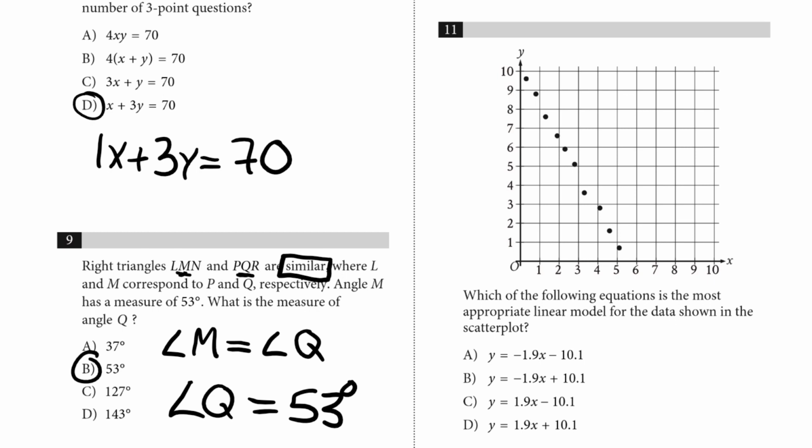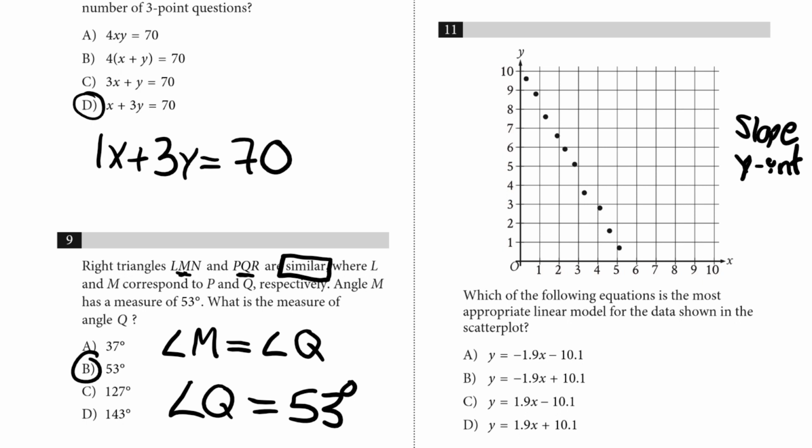Number 11. Which of the following equations is the most appropriate linear model for the data shown in the scatter plot? There's two things to consider here. One is the slope, and the other is the y-intercept. We want to see what the sign of each of these values should be.